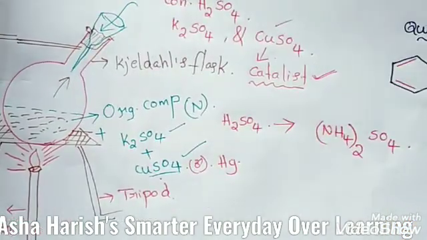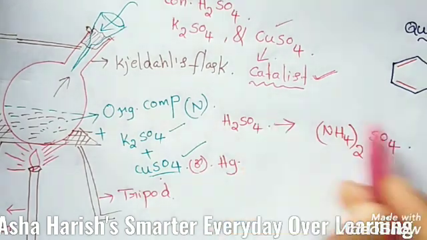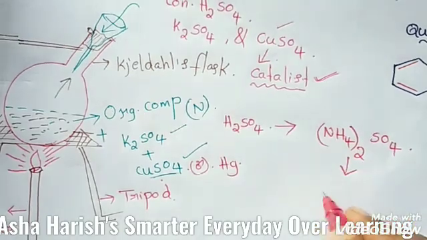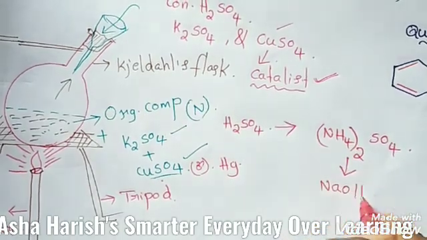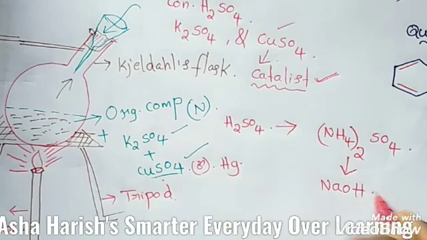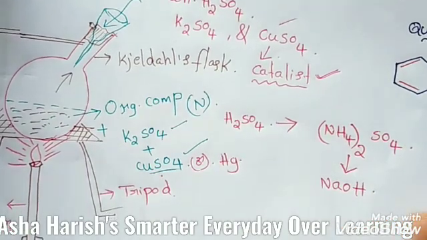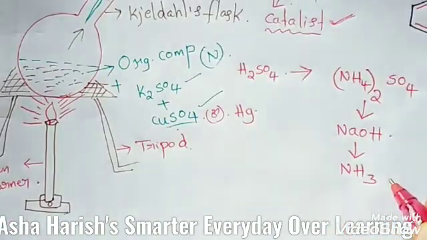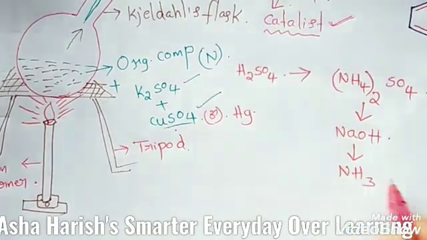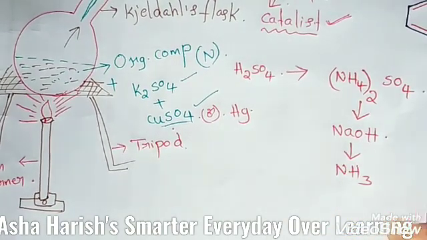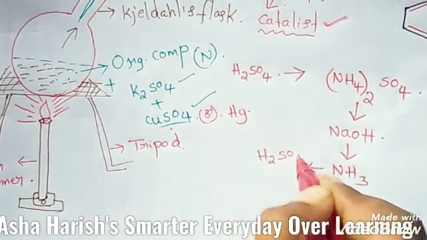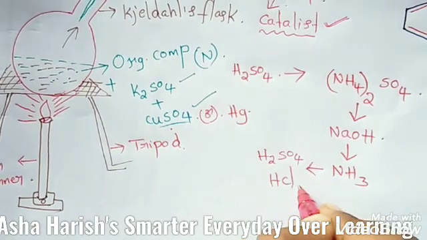This is ammonium sulfate. Ammonium sulfate thus obtained is boiled with excess NaOH solution to liberate ammonia gas, NH3, which is then absorbed in a known excess amount of standard sulfuric acid or hydrochloric acid.